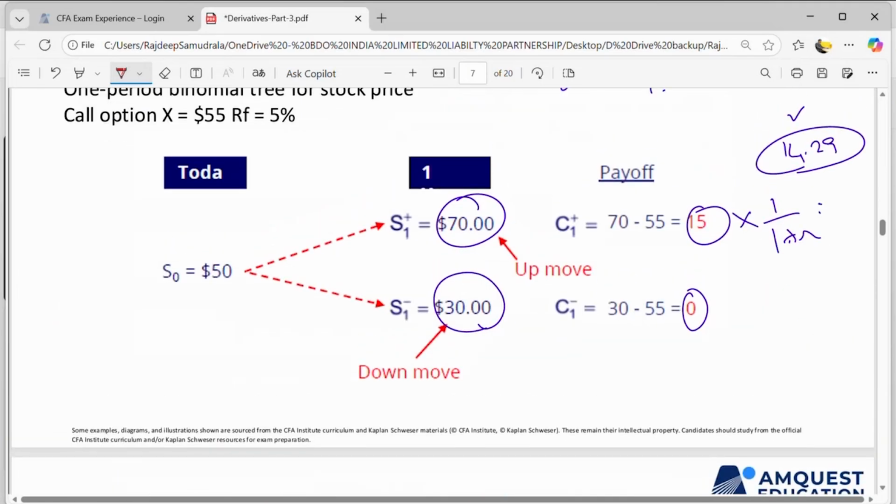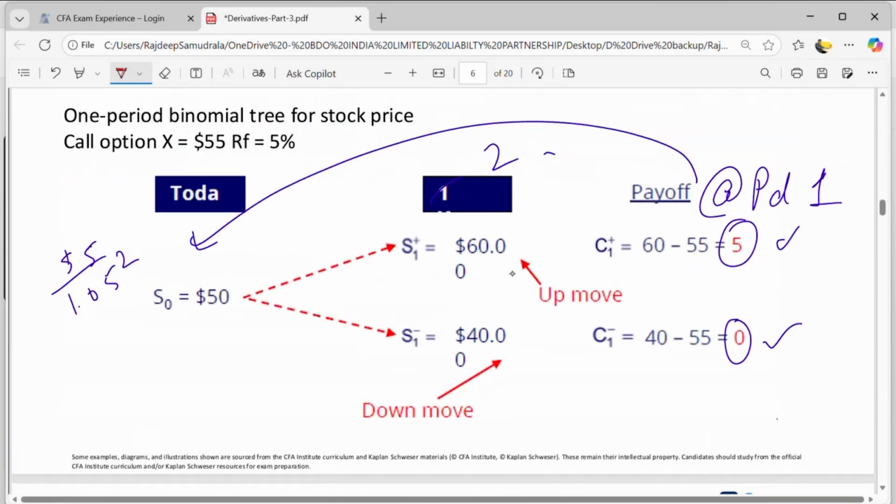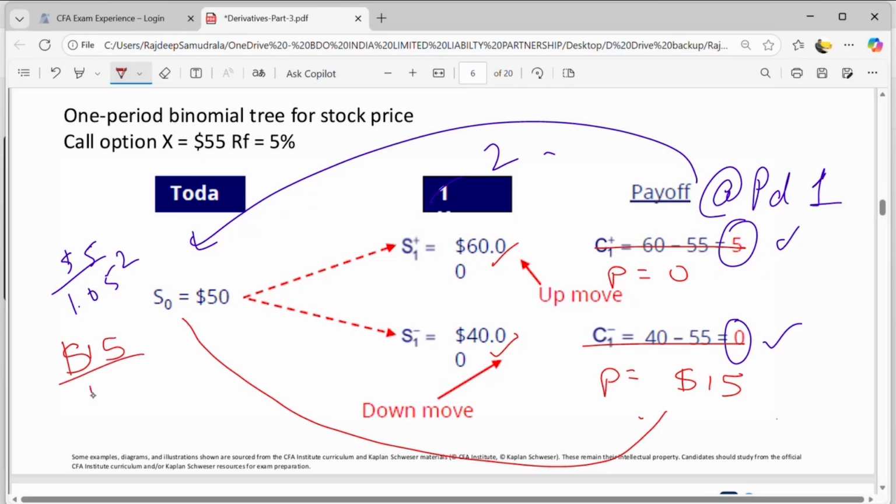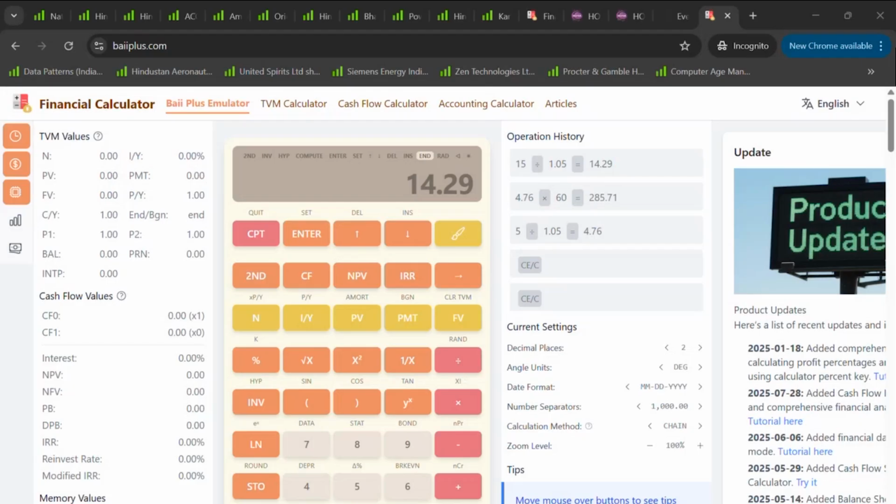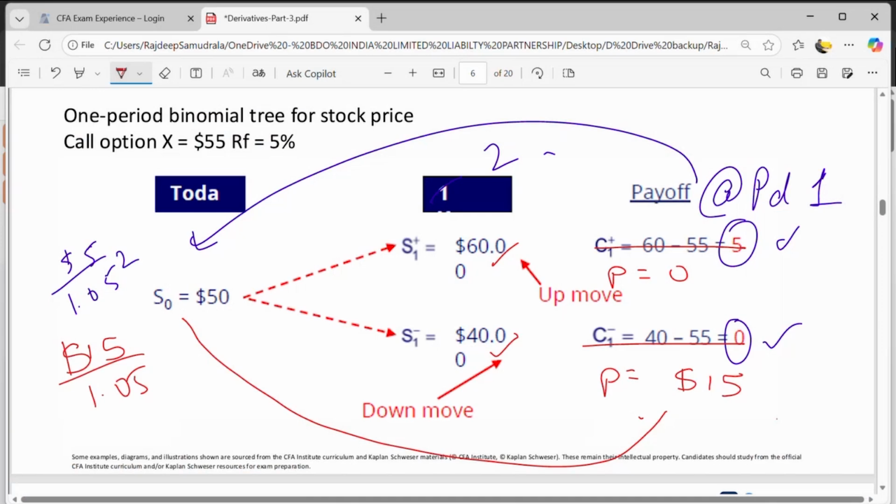So same way, I want 20%, right? So if it goes up, 60, if it goes down 40. But I'm talking about put. So if it is put option, the put option will be 0, correct? But here the put option will give me $15, right? Now $15 is at the end of period 1. So here it is $15 discounted by 5% for one period, right? So how much will that be? 15 divided by 1.05. Answer is 14.29. Correct? That's the answer.